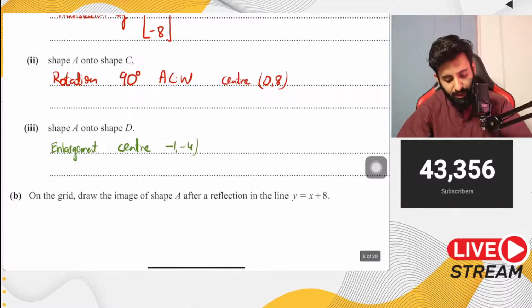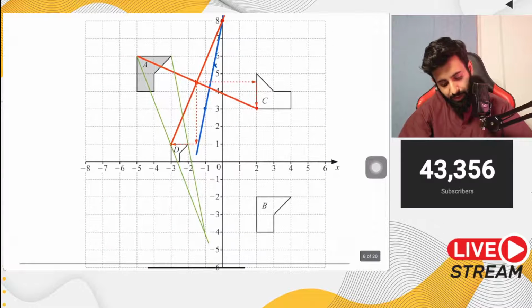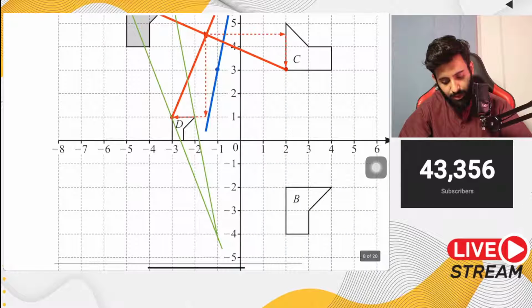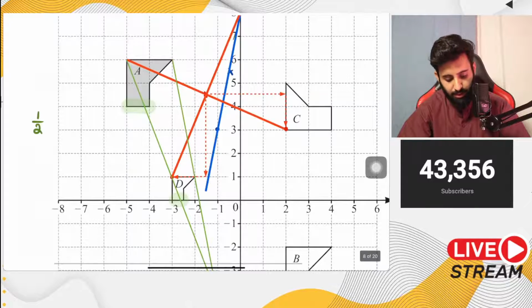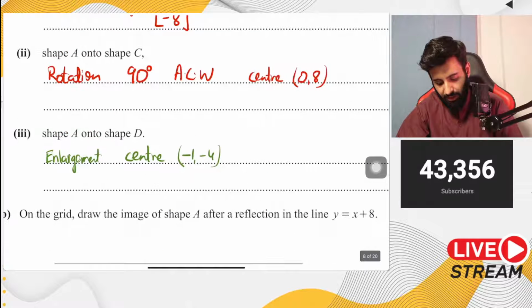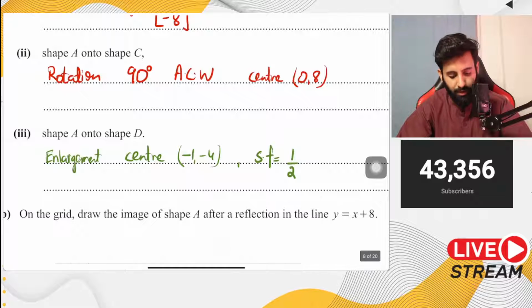Okay. And what about the scale factor? Okay. How do you find out the scale factor? You pick any one length of the image. Okay. So let's pick this length. And you pick any one length of the object. So let's pick this length. So you take the image length divided by the object's length, which is equal to 1/2. So that means the scale factor is equal to what? Is equal to 1/2. And there you go. That's that.